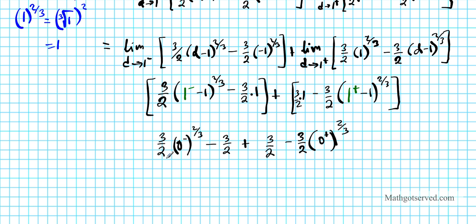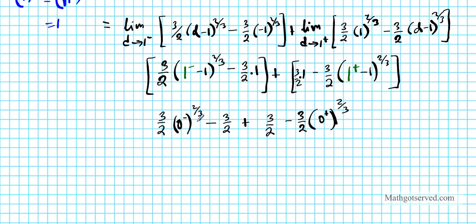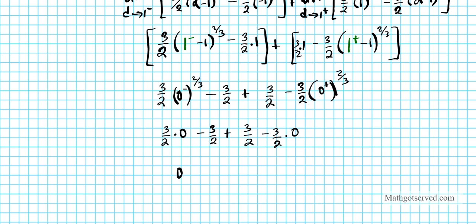Now if you take the 2/3 roots of an infinitely small positive number, you're going to end up with something like a really, really small number, like 0. So this is going to be 3 over 2 times 0, really, really small, minus 3 over 2 plus 3 over 2 minus 3 over 2. You take 2/3 roots of a really, really small number, it's still going to be like 0, really close to 0. So if you multiply this, you have 0 minus 3 over 2 plus 3 over 2 minus 0.